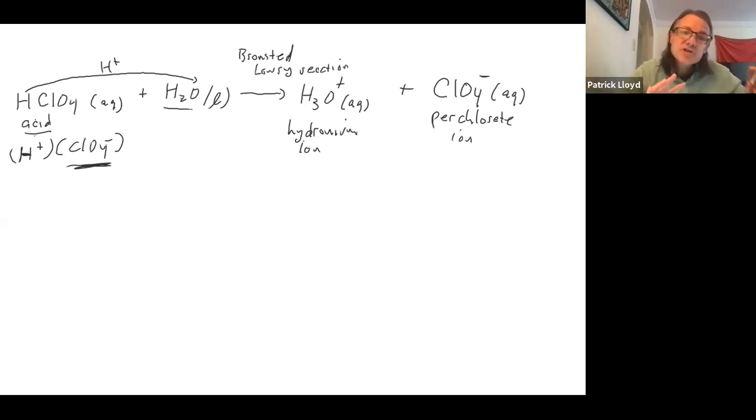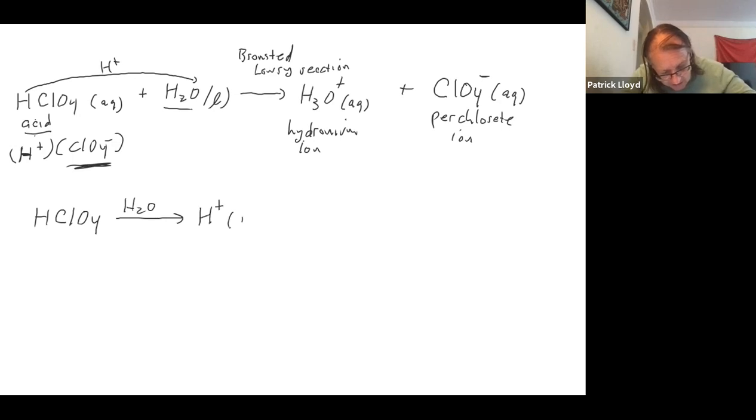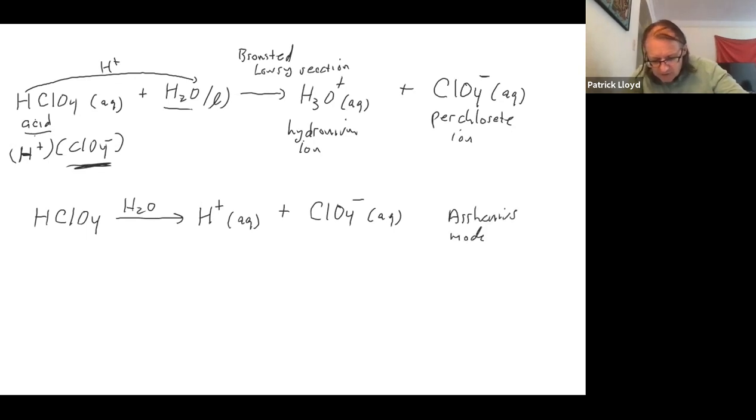Okay, the alternative way of representing this reaction would be to say, hey, we're just going to take HClO4 and put it into water, and it's going to form the hydrogen ion and the perchlorate ion. This is referred to as the Arrhenius model, which is just saying that when you put an acid into water, it forms the hydrogen ion and the counter ion, in this case, the perchlorate ion.